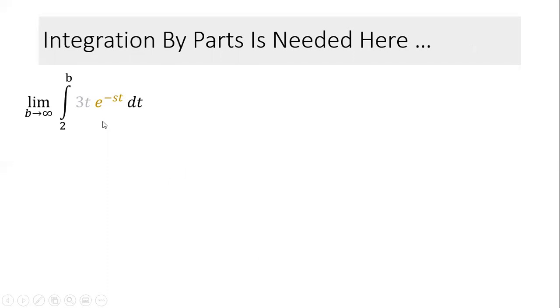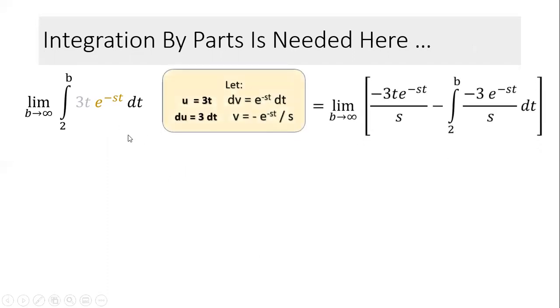We can't do this integration directly, but if I let u be 3t, so that du is 3 dt, and let dv be e to the minus st dt, so that v is minus 1 over s times e to the minus st, that will allow us to integrate by parts. And we'll achieve the results here that we see here on the right, integrating the integral of u dv. We get a result of u times v, which is right here, minus the integral of v du.